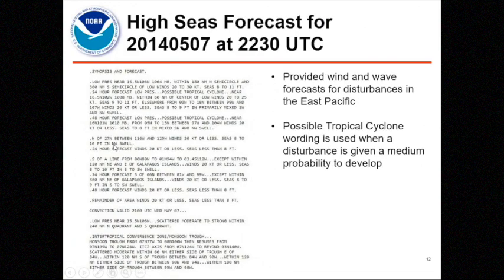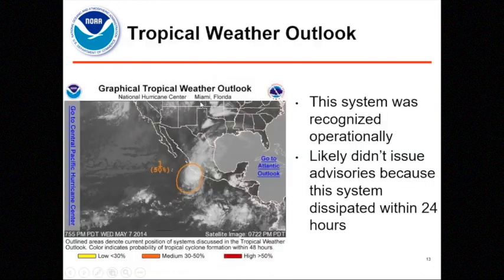And then the high seas forecast provided the wind and wave forecast for the disturbances in the East Pacific, and this forecaster said that there were 20 to 30 knot winds associated with this system, which is quite strong for a disturbance. And I think at this time, it was likely a tropical system. As you can see, there's the wording "possible tropical cyclone" in the forecast for both current and 24-hour forecast. The reason they have this wording is because this system had a medium probability to develop. That's when they start to use the wording "possible tropical cyclone": when there's a medium chance to develop.